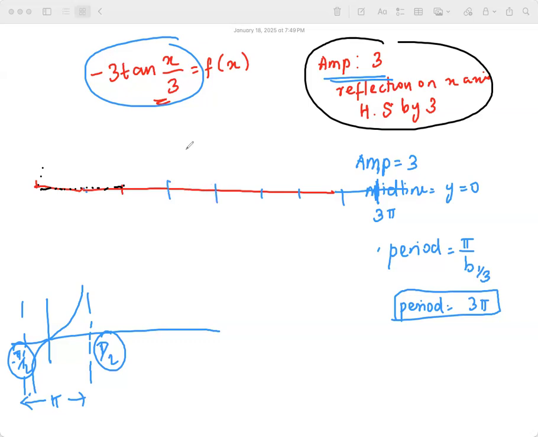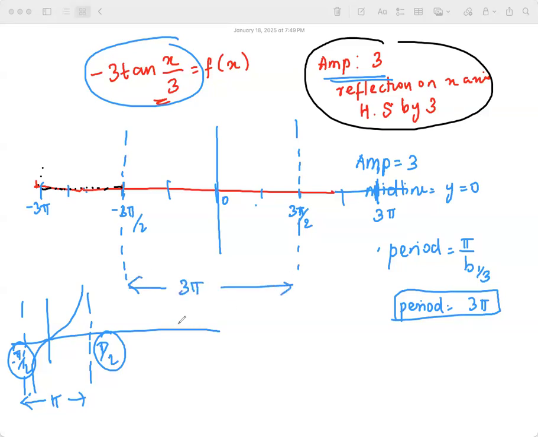So here, let's have this as the origin. Now, what is this? This is 3 pi by 2. This is minus 3 pi by 2. Okay, so this is minus 3 pi and this is 3 pi. Now, what I'm saying is the asymptotes are this and this, because half of it, right? So, this period is 3 pi.